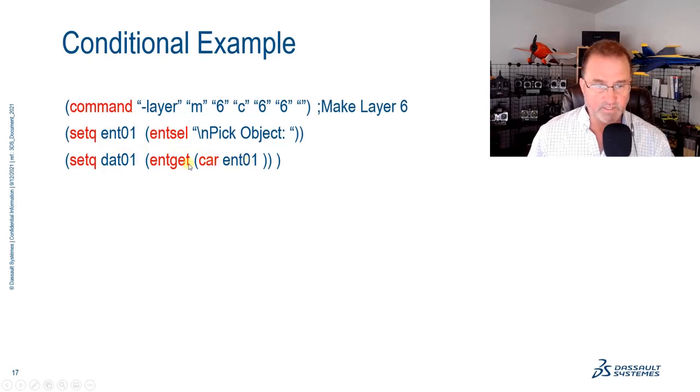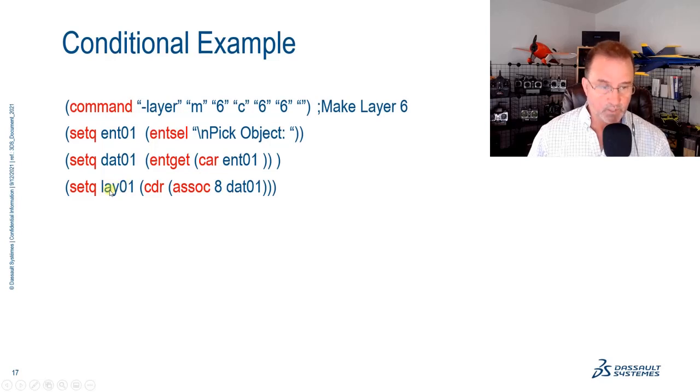We're going to get the entity. We're going to do an int get. We're going to set that to, I'll call it dat01, is the variable. And then let's grab the layer from this data. So here's data 01. We're going to do an association list 8, grab the second item in that list, and set it to the layer name. So now we've got the entity, we've got the data, and we've got a variable for the layer name.